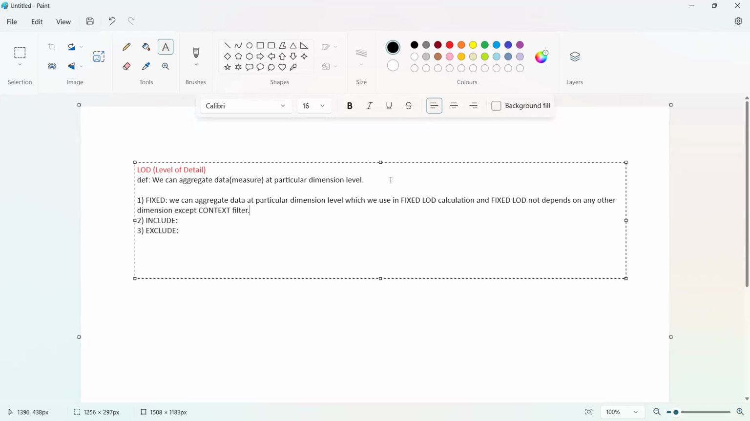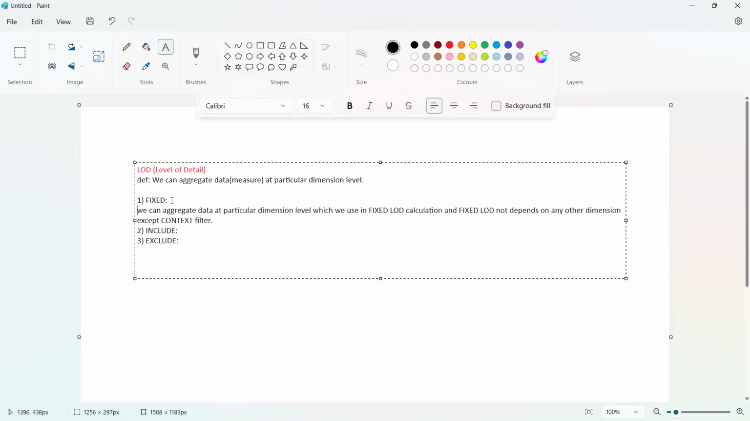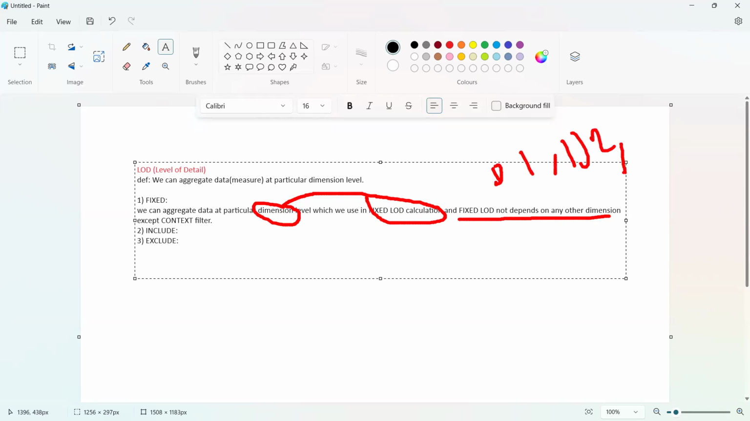Okay. So the definition for the fixed LOD is we can aggregate data at particular dimension levels. Those dimension levels mean the dimensions which we are using in the LOD calculation. Apart from these dimensions, it does not depend upon any other dimension. For example, I have dimension 1, dimension 2, and so many dimensions. If I use a dimension in this LOD calculation, then only this fixed LOD will depend upon that dimension. Otherwise, it won't depend upon the other dimensions.